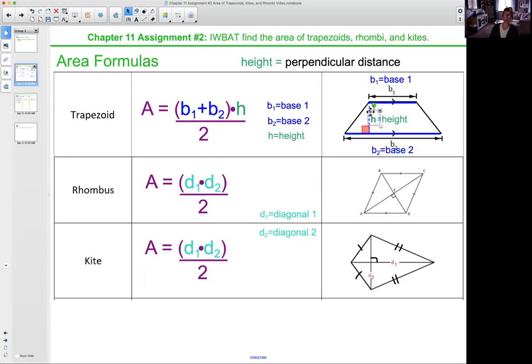Now the height is going to connect the two bases, and it's going to have a 90-degree angle just like you're used to. So base and height should always be perpendicular to one another.